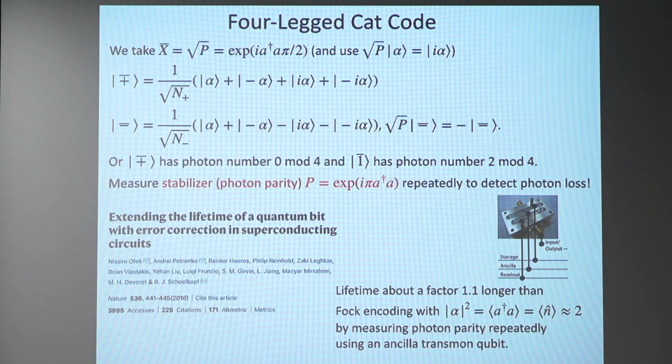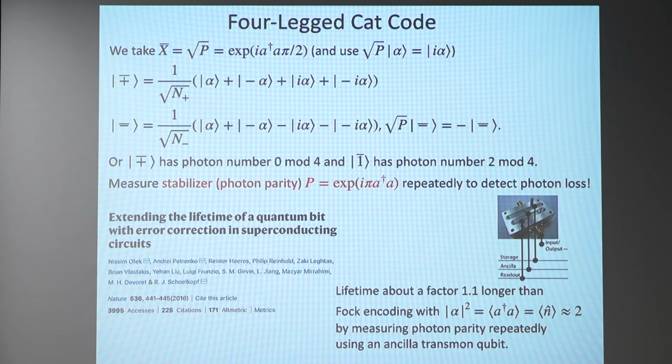They just keep on measuring P via a transmon and then controlled P measure, etc. And when they're fast enough, there's only maybe one photon loss in between their measurements, and they detect this.